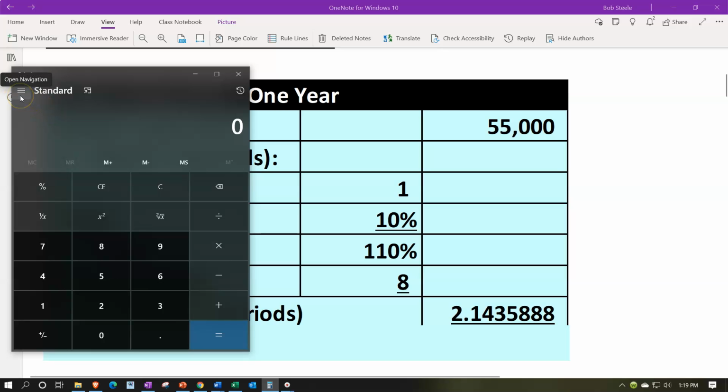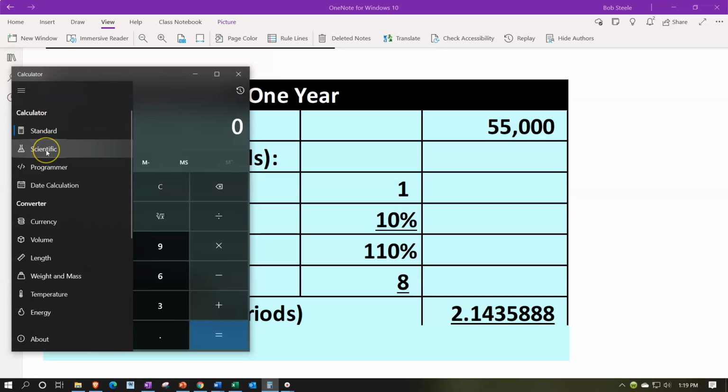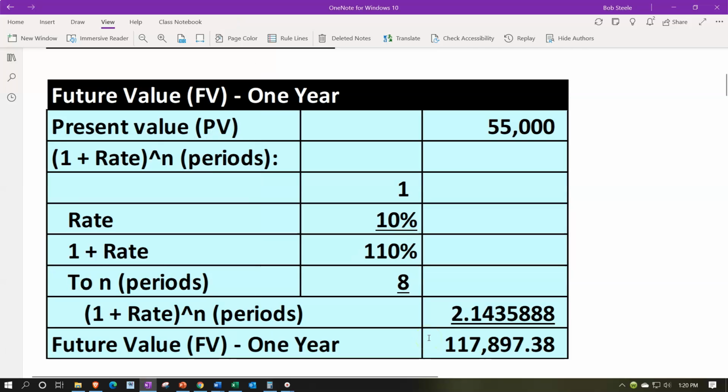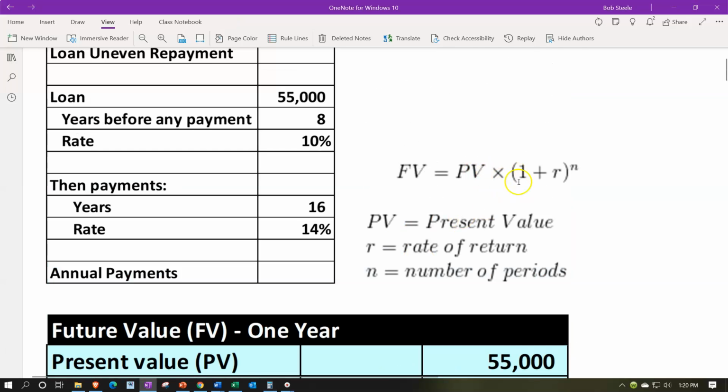In Microsoft, we could then hit the drop down if you're using your computer here. Scientific calculator is what we're going to take a look at. We have the 1 plus the 0.1 gives us 1.1 or 110%. In other words, we're going to take that to the power of by using the x to the y item here. Yeah, x to the y item. That puts the caret up top. And then we're going to have 8 periods to the 8. And then we're going to say, okay, and that gives us about the 2.1435888.